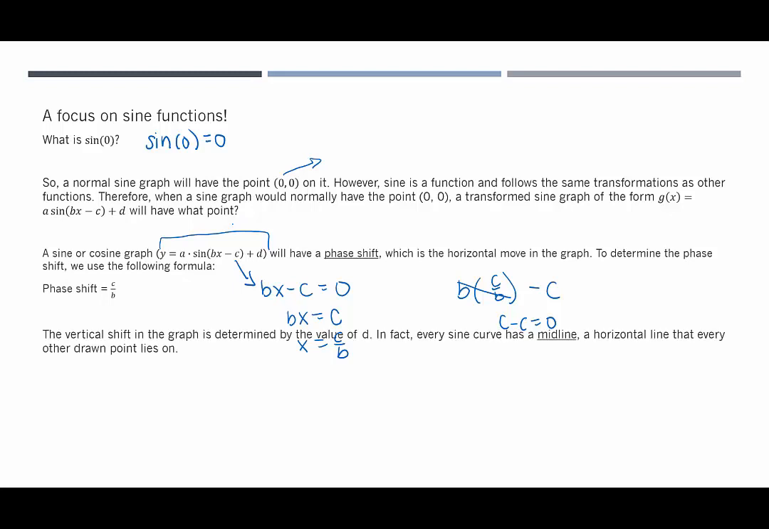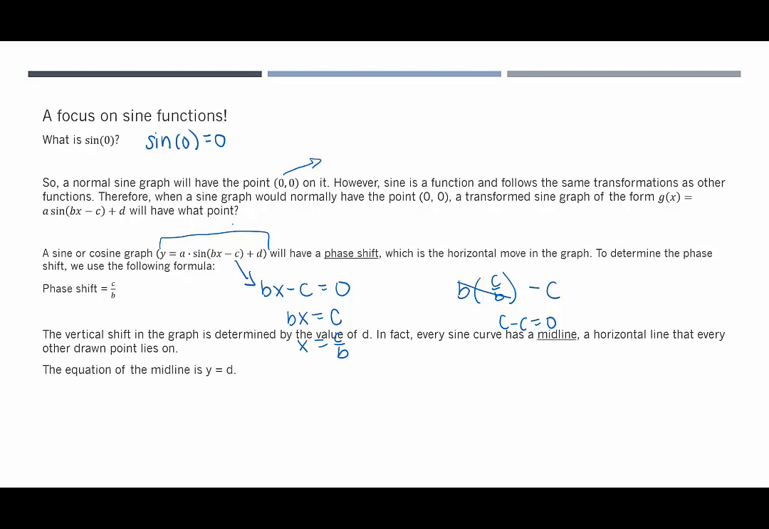The vertical shift is determined by the value of d. In fact, every sine curve has a midline. That's a horizontal line that every other point that we draw lies on. So when we sketch sine functions, we focus on 3 key points. We focus on the maxima, the minima, and the points that lie on the midline. And we draw the curve to represent all the points in between those. Every other point when we're graphing and we focus on those 3 points, we'll hit the midline.